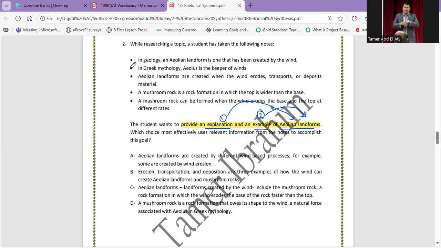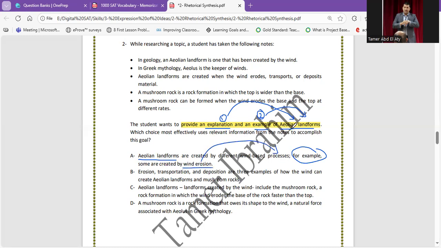Go here to the bullets. Let's find. I want now an explanation of aeolian landforms and an example of aeolian landforms. Aeolian landforms are created by different wind-based processes. Okay, this is the explanation of aeolian landforms. For example, maybe some people are going to say that this is an example. Okay, some are created by wind erosion, but take care. Here he talks about the processes, not an explanation or example of aeolian landforms.